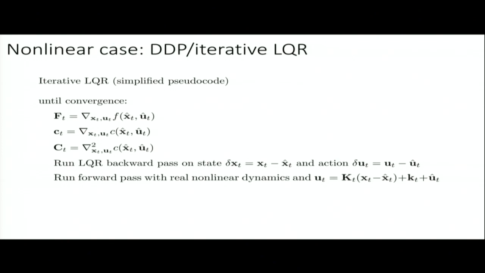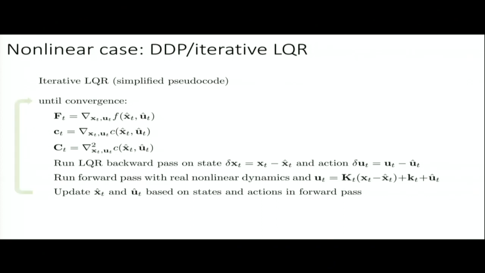And then we'll run the forward pass. And when we run the forward pass, every time that we use the dynamics in the forward pass, we'll actually use the true nonlinear dynamics. But we'll compute the action according to the same rule as in regular LQR. And then we're going to update our x hat and u hat based on the new states and actions that we saw from the forward pass. So the new x hat will become the x that we saw when we did the forward pass, and the new u hat will be the u given by this rule. So that will update our trajectory to a new trajectory.